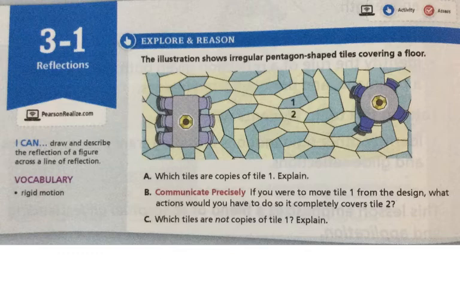It says, the illustration shows irregular pentagon-shaped tiles covering a floor. What chapter is this? Chapter 3, or topic 3. That's what they call them in the book. They want to know, which tiles are copies of tile 1, and to explain. It's like all the blue tiles, right? All the blue tiles are a copy of tile 1.